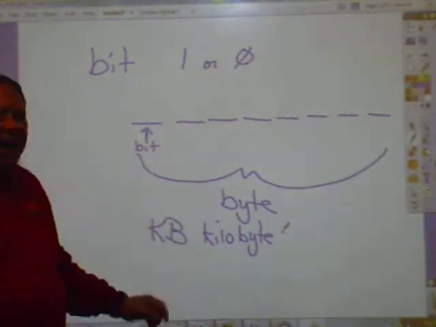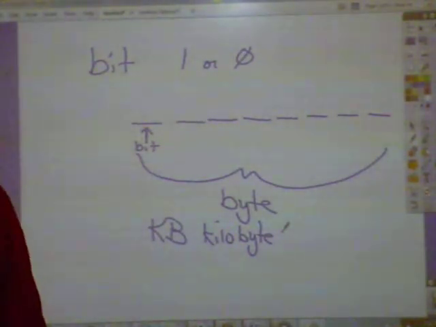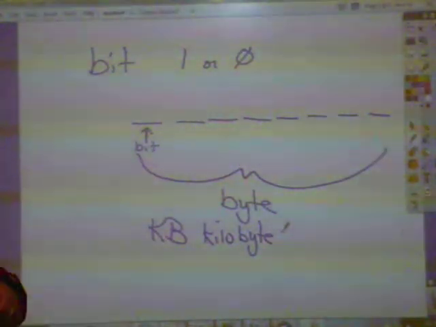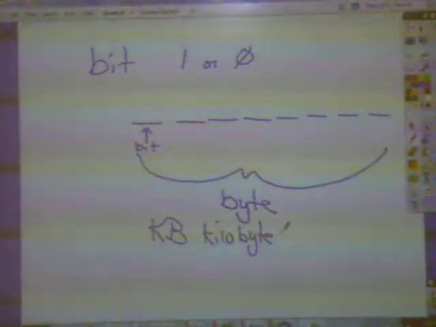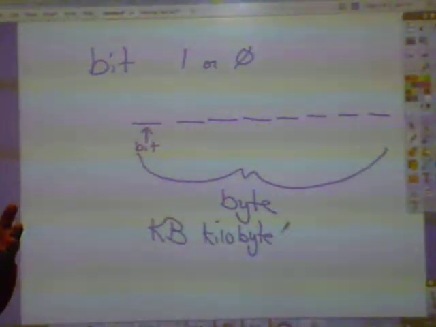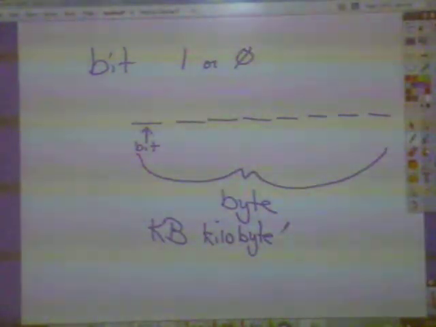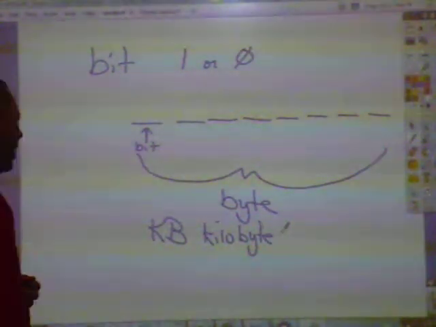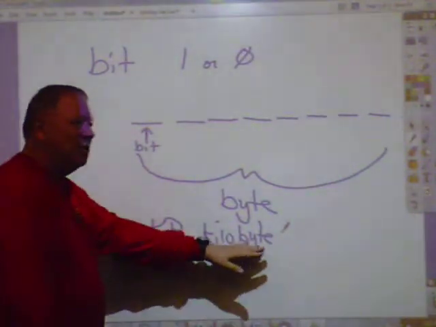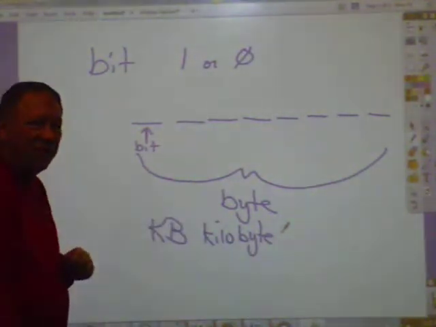And K, the metric system is 1,000. But in computers, it's 1,024 because it's 2 to the 10th power. It's 1,024. We can call it 1,000 to round it off. Okay, and that means 1,000 bytes or 1,000 characters of information.